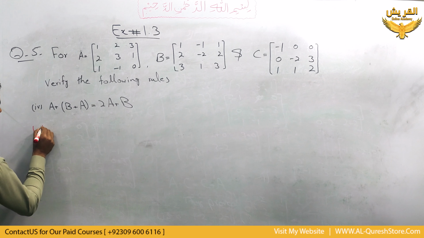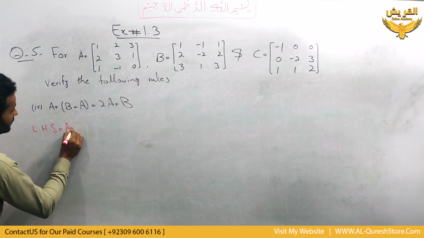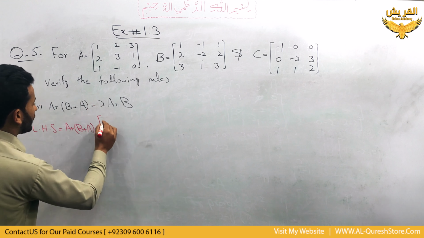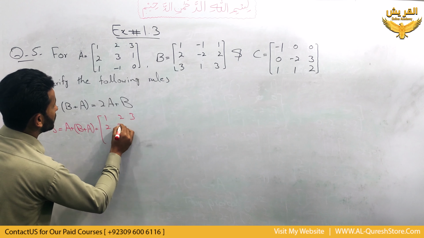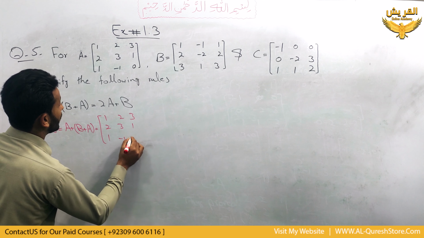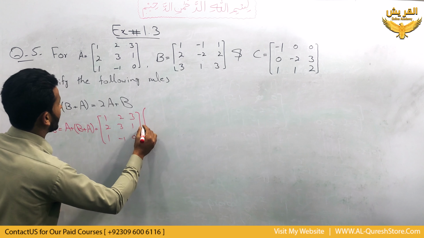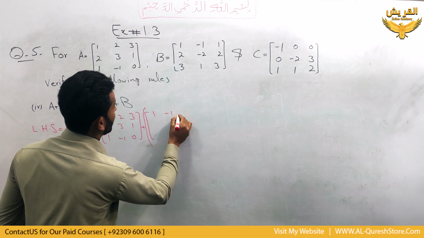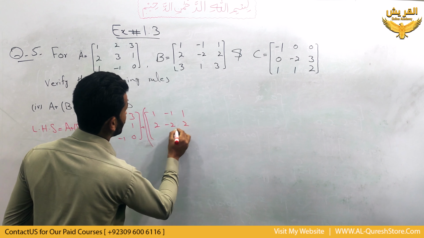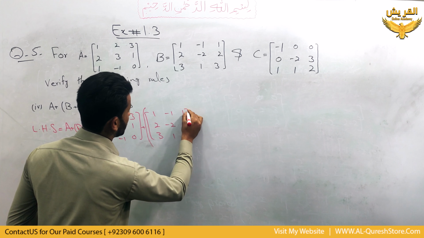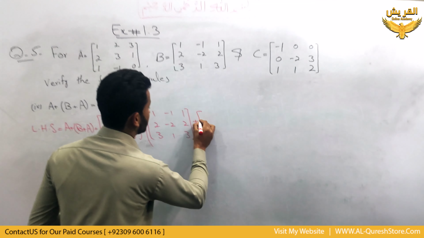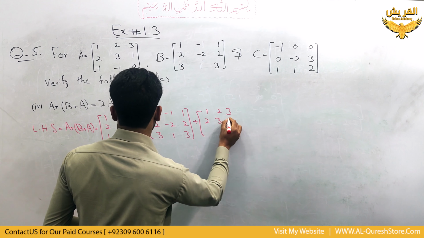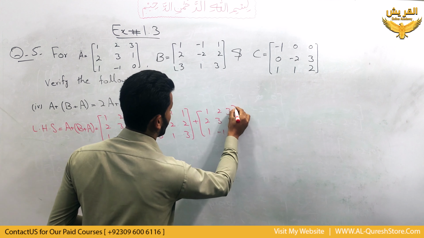For its left hand side we use A plus B plus A. For the matrices, A is equal to 1, 2, 3, 2, 3, 1, 1 minus 1, 0. Next one, by adding B, for B 1 minus 1, 1, 2 minus 2, 2, 3, 1, 3. For next one, matrix A, 1, 2, 3, 2, 3, 1, 1 minus 1, 0.